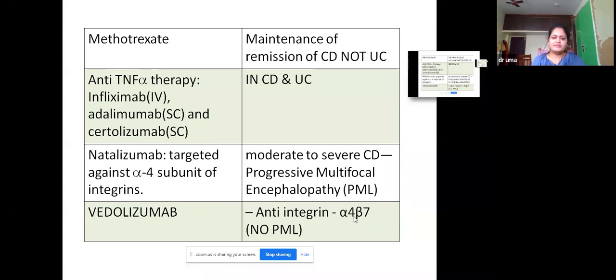And vedolizumab is also an anti-integrin therapy, against the alpha-4 beta-7 subunit, but there is no progressive multifocal leukoencephalopathy with this drug. There are many drugs which cause progressive multifocal leukoencephalopathy: natalizumab, prednisolone, fludarabine, brentuximab, and rituximab.